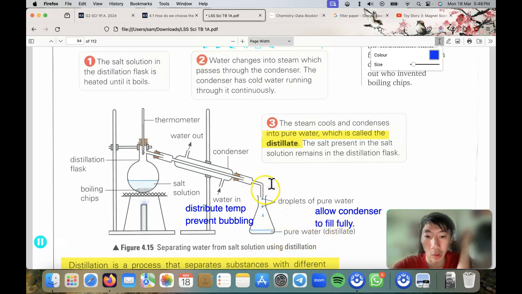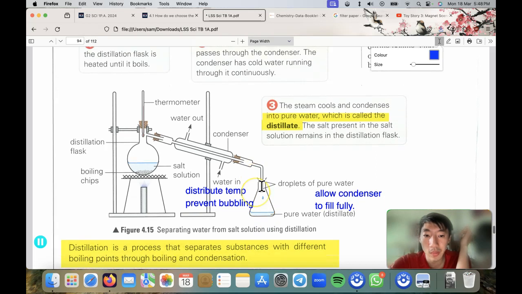Distillate is anything that we collect through distillation. In this case, it's pure water. Why is it pure? Because we have removed all of the other substances from it, and so the salt is left behind as a residue, and the pure water becomes the distillate. Okay, please write this down.